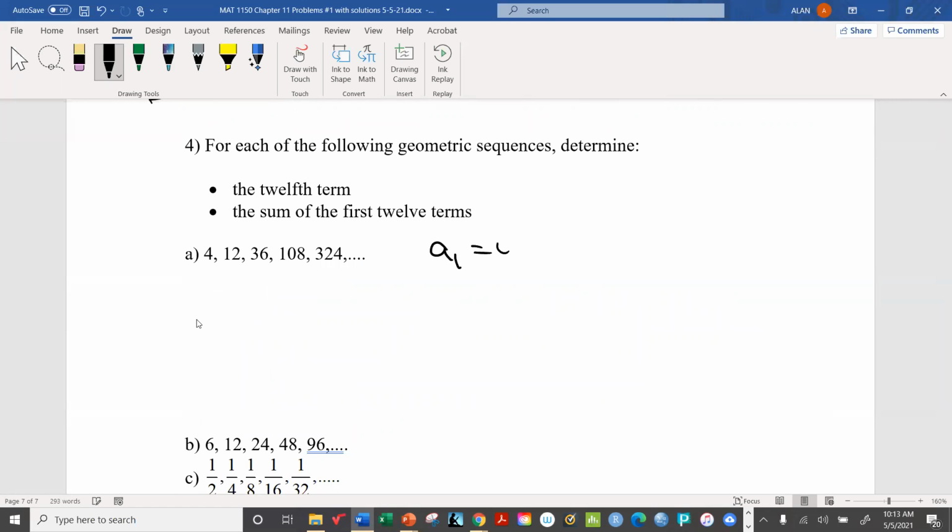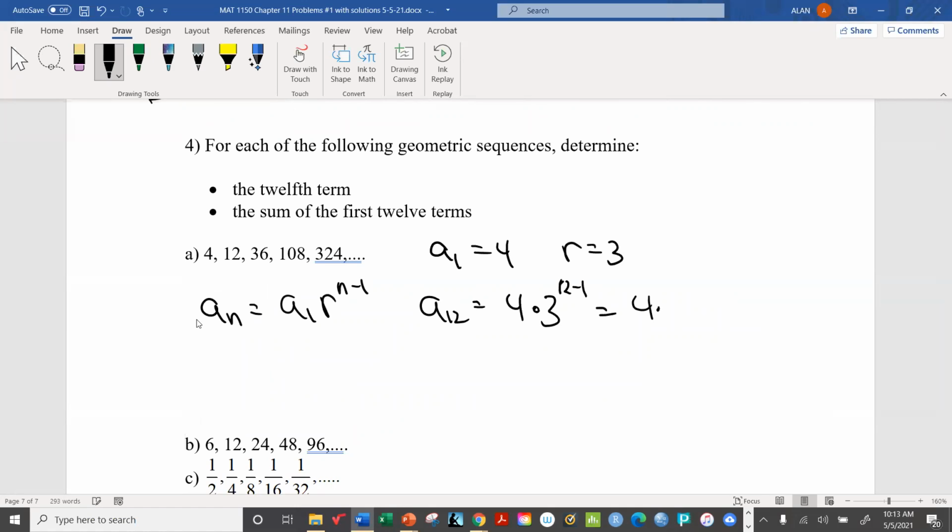For example, here A1 is 4 and the common ratio is 3. So we need the 12th term. Four times 3 to the 12 minus 1, and that equals 708,588. So you can see it gets big really fast.